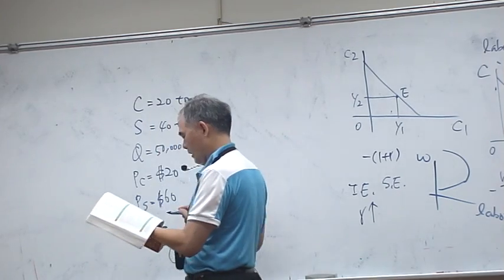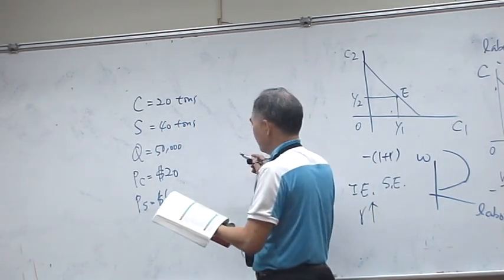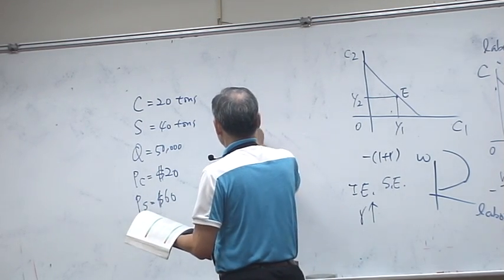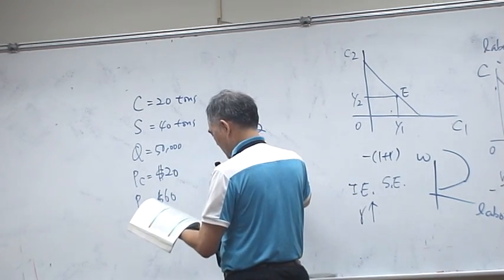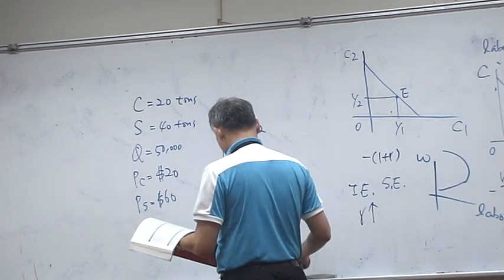Okay? And as the input quantity, so MPC, MPC is equal to 12. And MPS equal to 6. Okay?